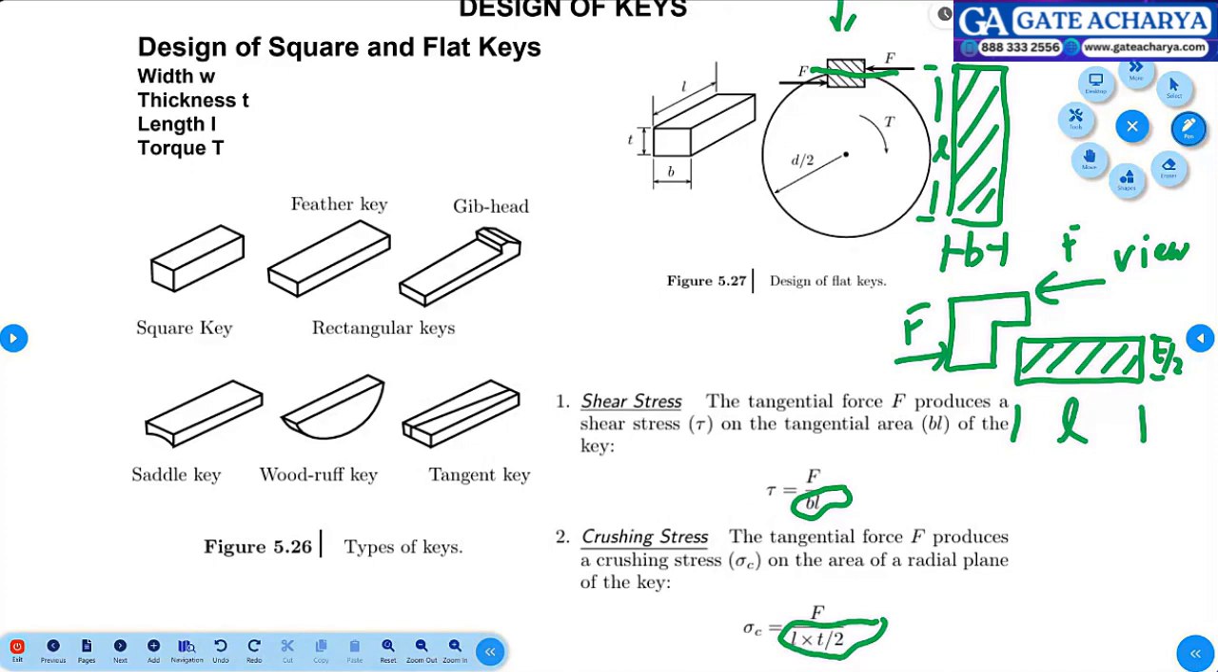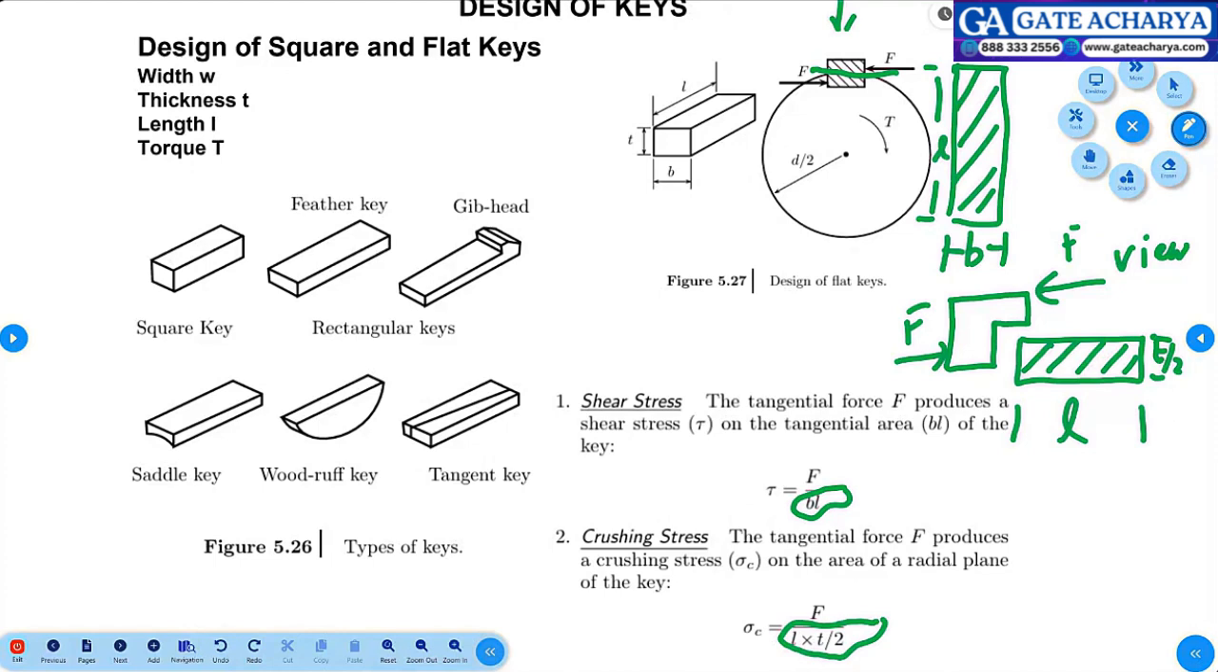Okay. See, can anybody tell, since this is getting crushed, what type of stress it is? Anybody say? Even you can look at this and you can say, compressive stress. Correct. You have to put sigma c, not tau. For the upper one, you need to put it as tau.